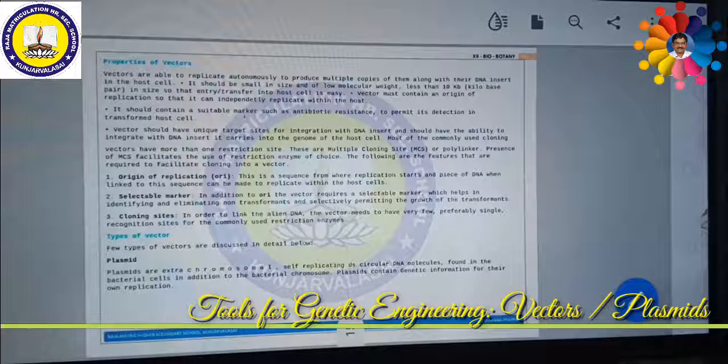Another important thing is that the vector should have a unique target site for integration with the DNA insert, and should have the ability to integrate with the DNA insert. So every vector must be adapted to fit the gene of interest along with the DNA. This is most important. Otherwise, the whole thing is a failure. Sometimes only one cloning site is there. That means only one restriction enzyme can cut the plasmid. But on most occasions, there are many restriction sites.